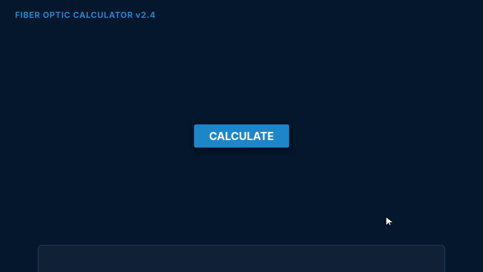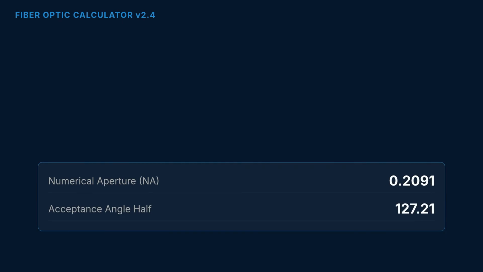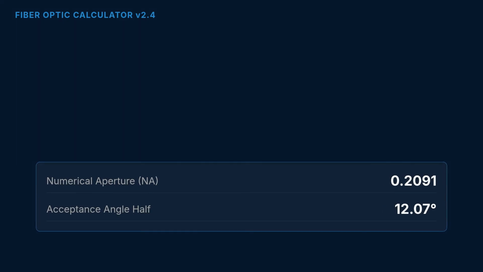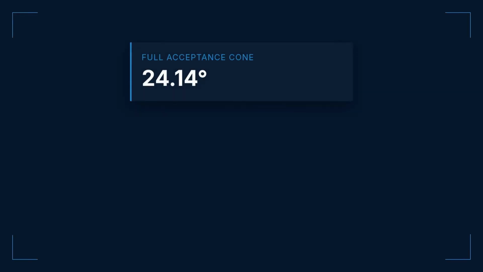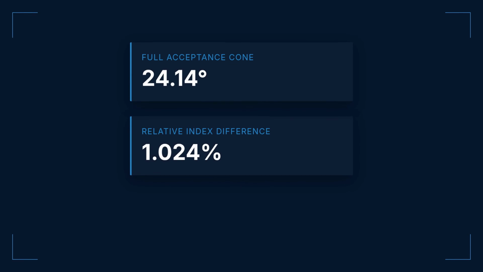After clicking Calculate, the results show numerical aperture equals 0.2091, acceptance angle half equals 12.07 degrees, full acceptance cone equals 24.14 degrees, and relative index difference equals 1.024%.